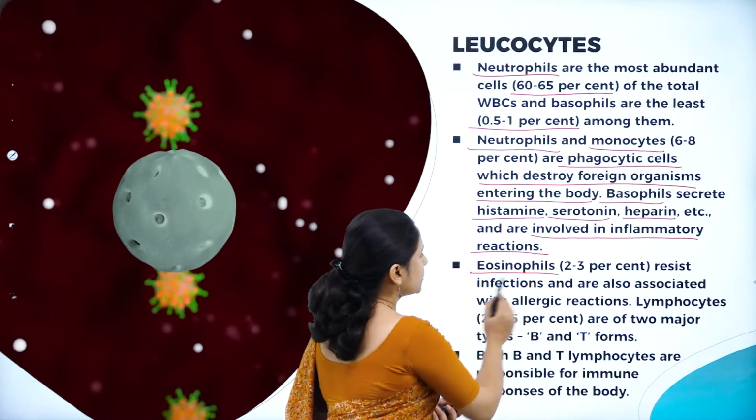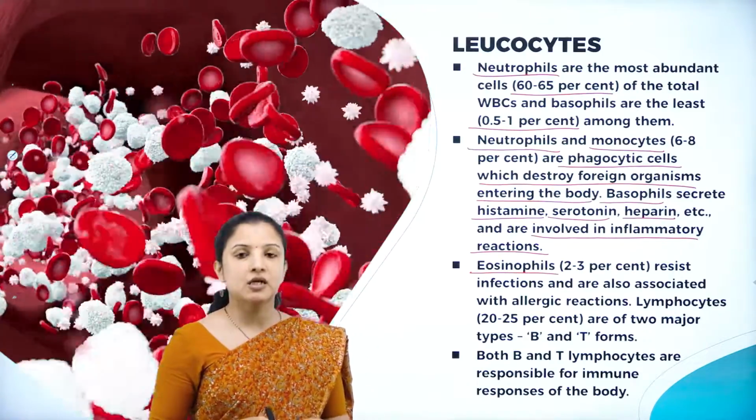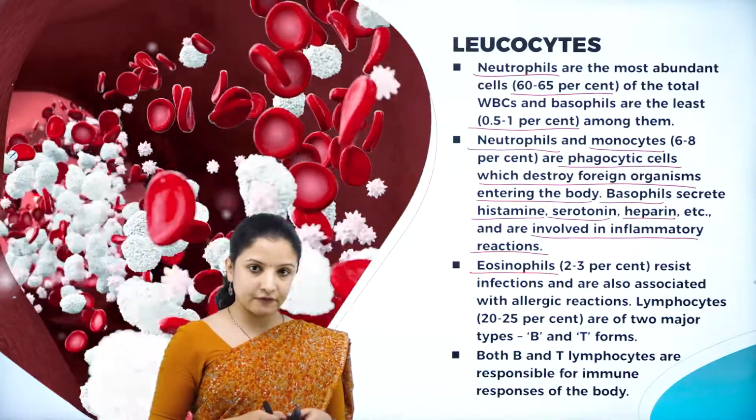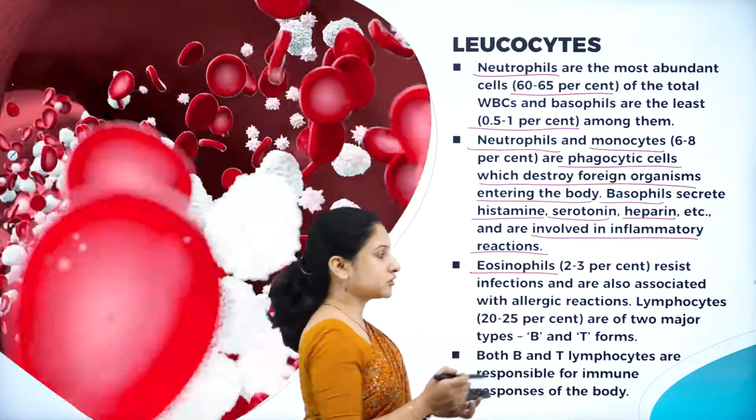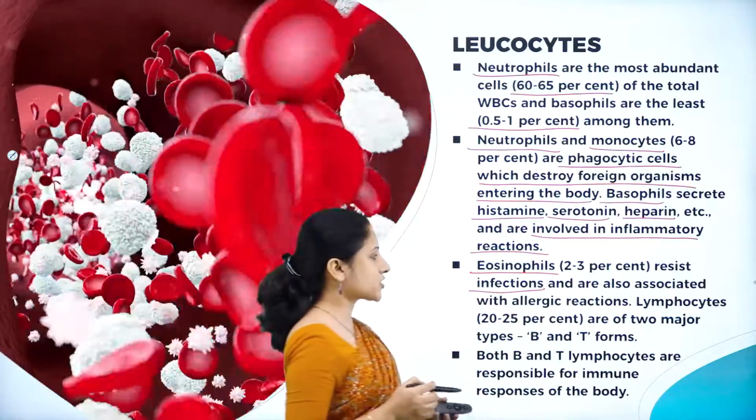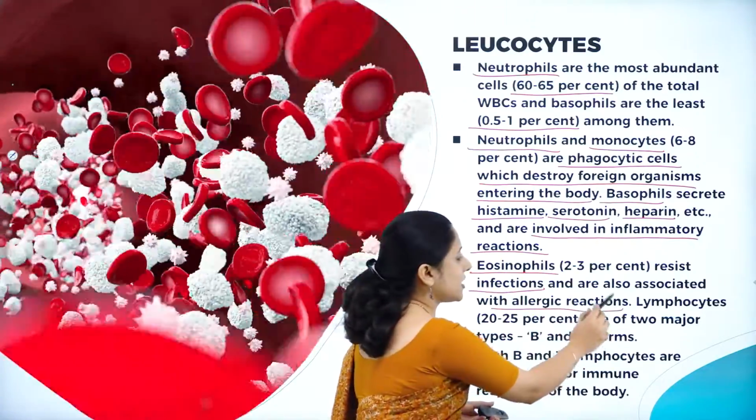Next, talking about eosinophils. So 2 to 3% of the WBC consists of eosinophils, and they are granulocytes, and their main function is to protect the body against infection, and also they are associated with various allergic reactions.